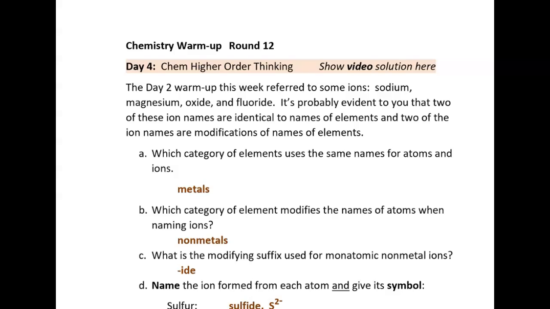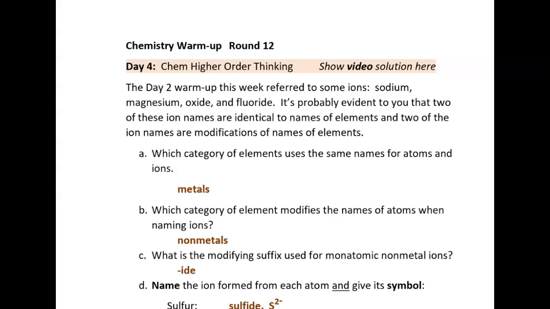Question B, which category of elements modifies the names of atoms when naming ions? Those are the nonmetals. From the day 2 warm-up, we started with an oxygen atom, but when it turned into an ion, the name became oxide. Similarly, starting with a fluorine atom, when it became an ion, the name was changed to fluoride.